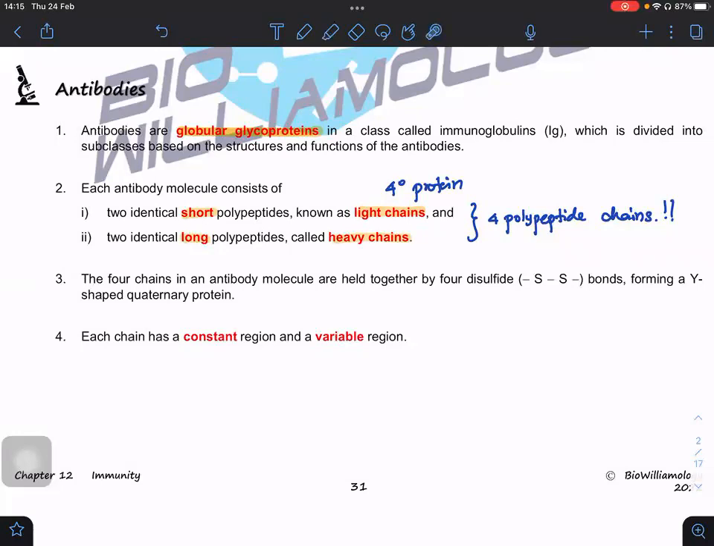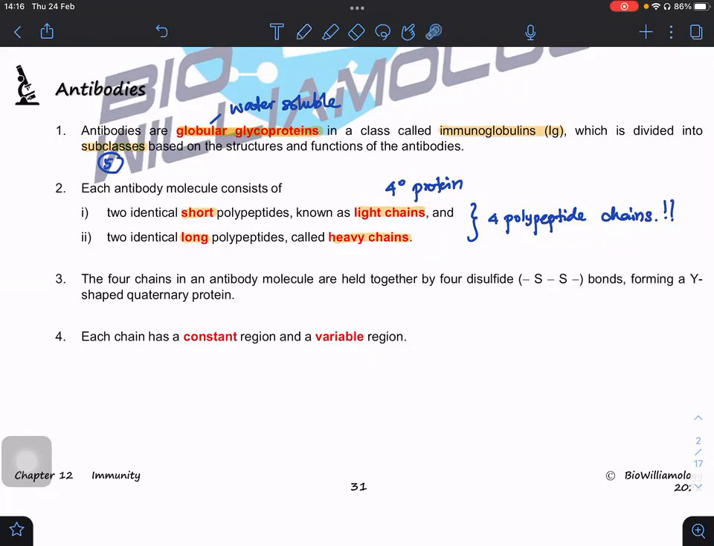Okay, when you talk about globular, it basically means they are water soluble, with the hydrophilic R group pointing to the surrounding. So this antibody is also known as the immunoglobulin, Ig. Immunoglobulins are divided into 5 subclasses. In total we have 5 subclasses.